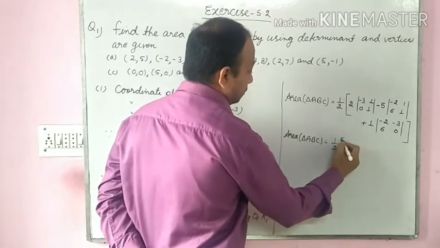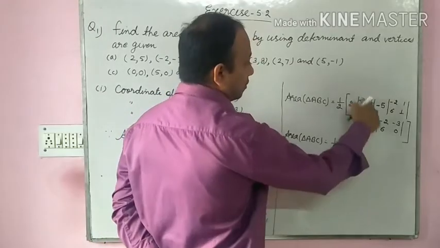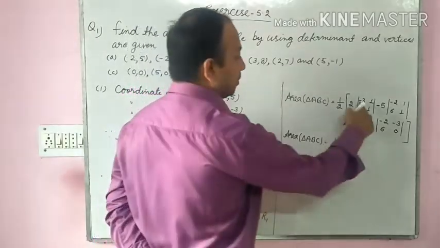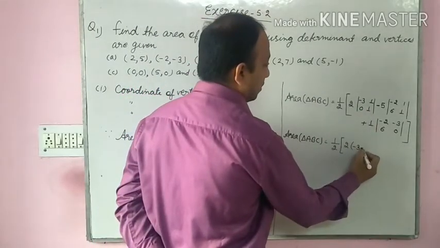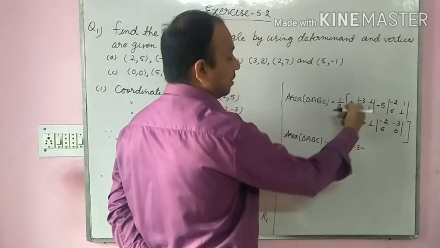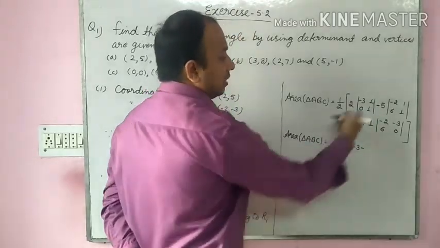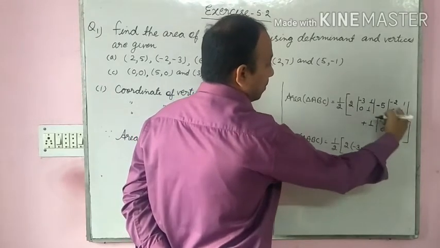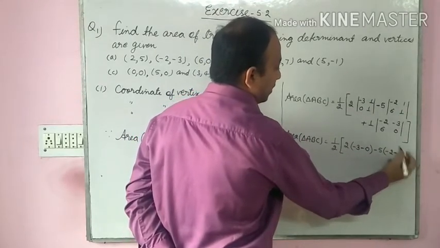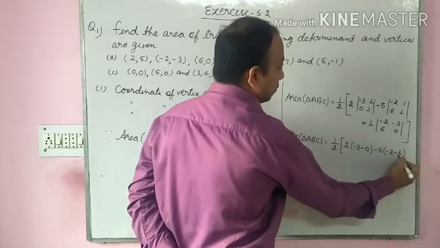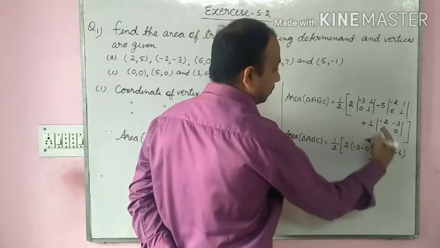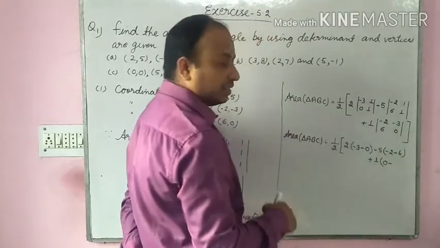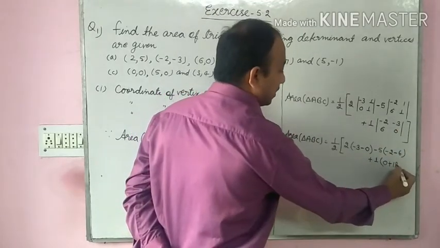1 upon 2. Solve. First of all, you multiply the principal diagonal elements, the front diagonal elements. -3 times 1 is -3, apply the negative sign, and after that we multiply the back diagonal elements. 0 times 1 is 0, minus 5, -2 times 1 is -2, apply the negative sign, 6 times 1 is 6. Okay. Plus 1, -2 times 0 is 0, -6 times -3 is -18, and +18.